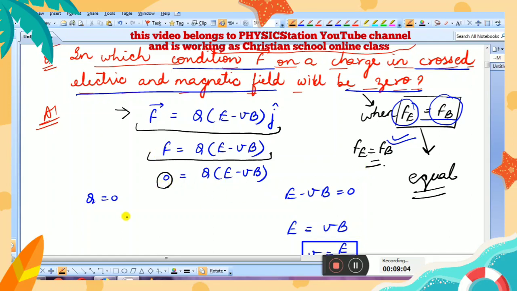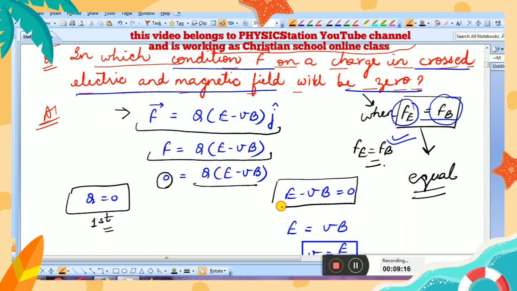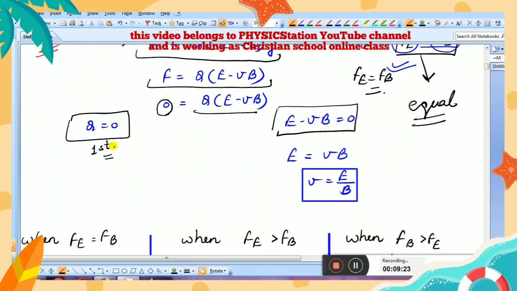After putting 0, I will get two things from this equation. First condition: either q will be equal to 0 or E minus vB will be equal to 0. Because q cannot be equal to 0, q has to be there on which the force is applied. So which condition will we take? This condition, and we will find a relationship like we got here. We got v equal to E upon B.